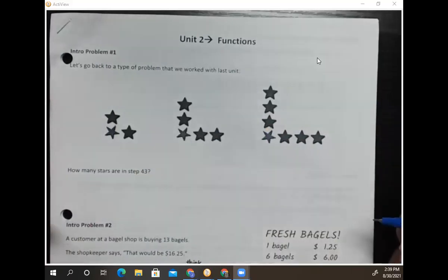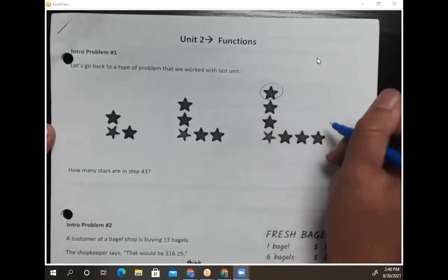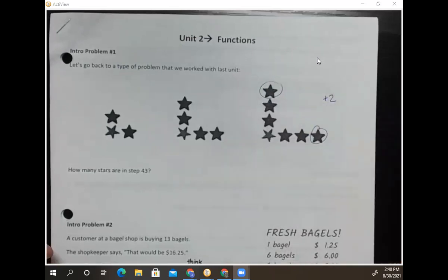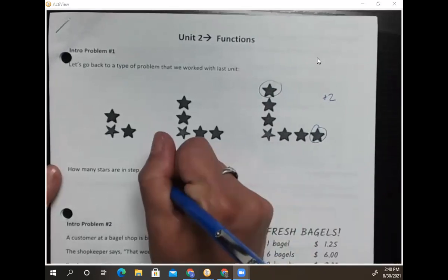What's the pattern here? How am I changing each time? I'm adding 1 to each sort of corner for a total of 2 stars added to each step. How many stars would I expect there to be in step 43? 87. How did you get 87?